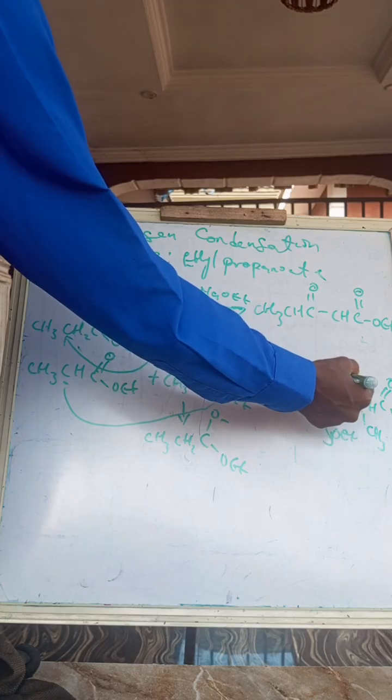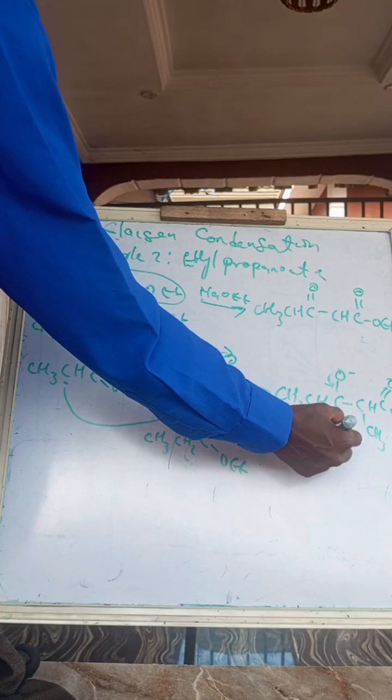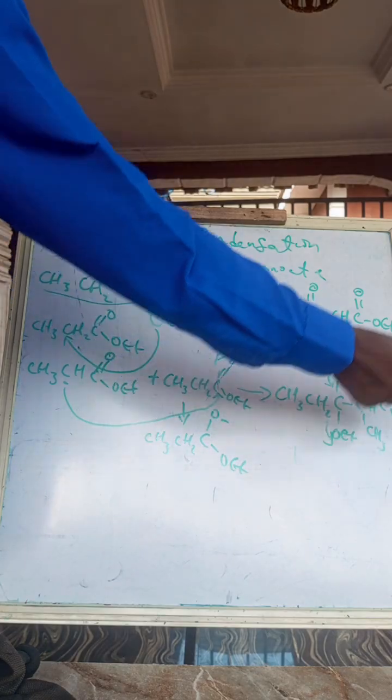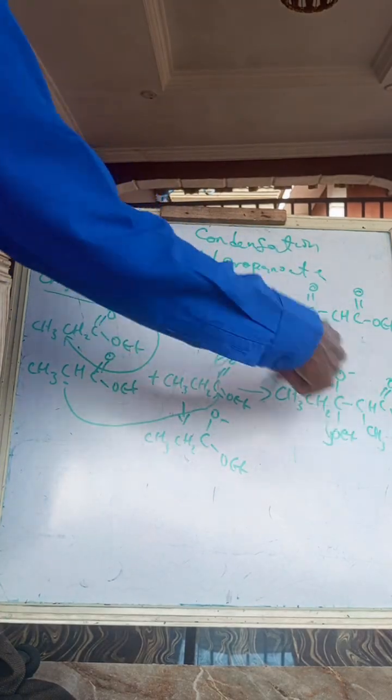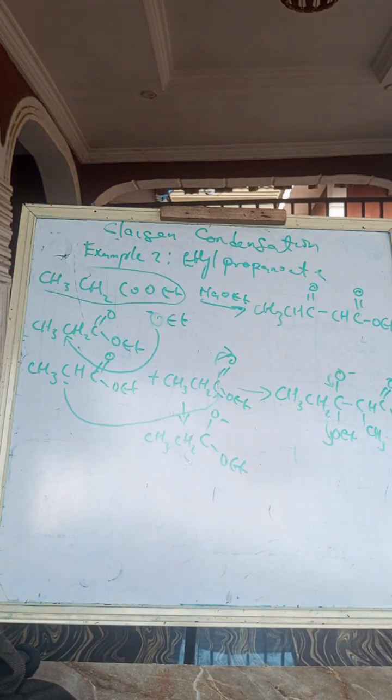So the way there's a double bond formation, there will be elimination of this hydroxide part, that is the OEt minus, being eliminated along the process. So leading to a formation of a ketone group. So we successfully formed a beta ketone ester.